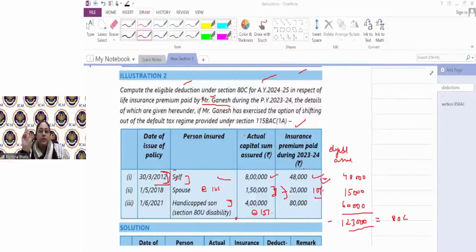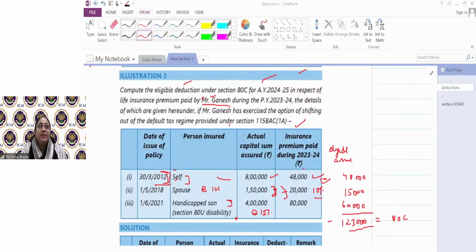Nagarjun, see, two dates you have to remember. One is before 1st April 2012 and another is after 1st April 2012. For people who have taken the policy before 1st April 2012, it is 20%, otherwise it is 10%. But for handicapped persons, the limit was increased from 10 to 15% from 1st April 2013. If a person is handicapped and has taken the policy on or after 1st April 2013, the premium which is eligible is 15% of capital sum assured.